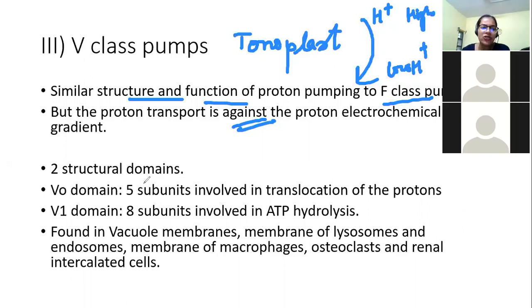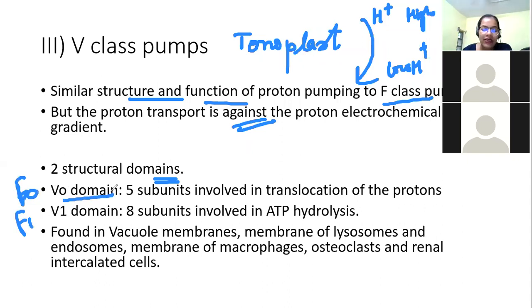So it has two structural domains. All these you have to remember. I'm so sorry, but in bio you have to remember. Once you understand, it is easy. That's why I'm putting many pictures, so it is in your brain then. Once you remember the picture, you can remember everything. So it is again similar to F0 and F1. We have V0 and V1 domains.